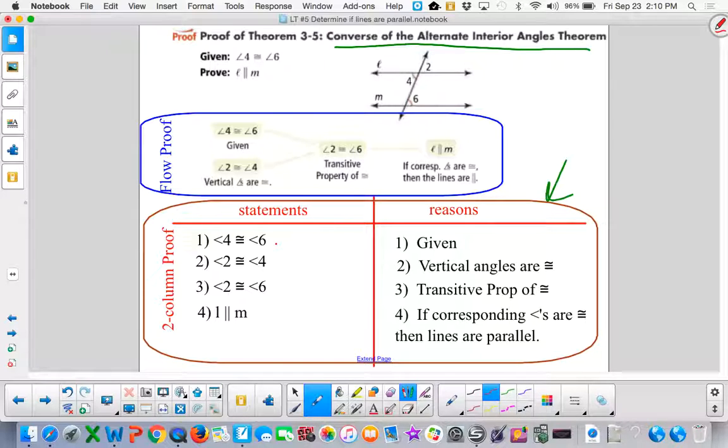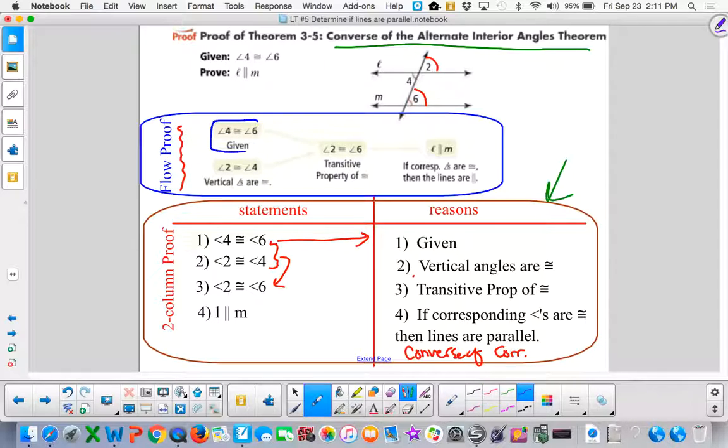We can say angle 4 congruent to angle 6 because it's given. Angle 2 congruent to angle 4, they are vertical angles. Angle 2 congruent to angle 6 by the transitive property used right here. And therefore, since I could prove 2 congruent to 6, L is parallel to M by, if corresponding angles are congruent, then lines are parallel. Or you could have the converse of corresponding angles theorem. So if I took this proof, I could create a flow proof up here.